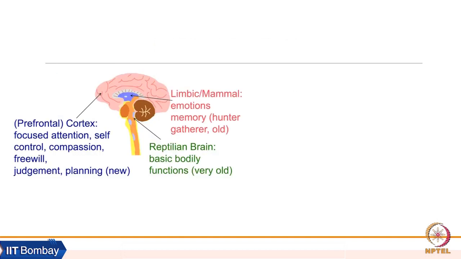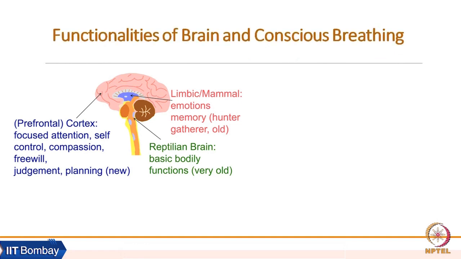To understand conscious breathing, we must take note of the functionality of the brain. We have predominantly three components of the brain which are related to different activities: limbic brain, reptilian brain, and prefrontal cortex. The reptilian brain primarily regulates the basic bodily functions, managing territory, controlling our life situations, survival related things.